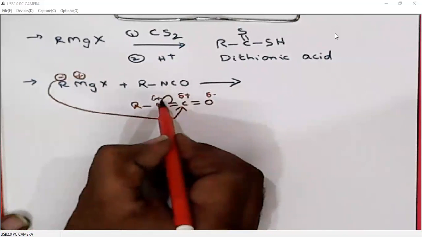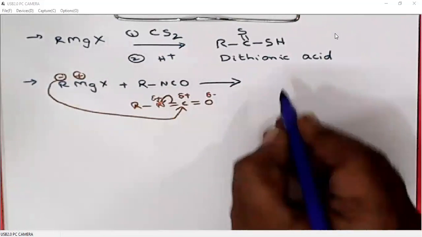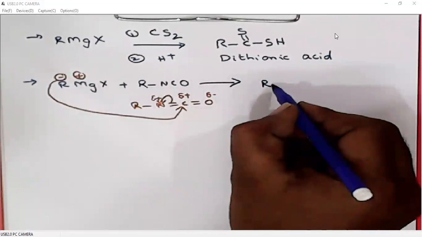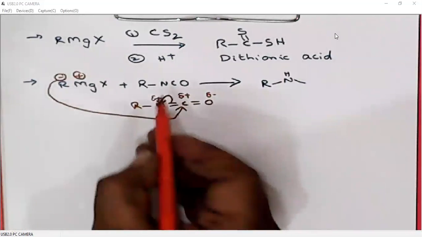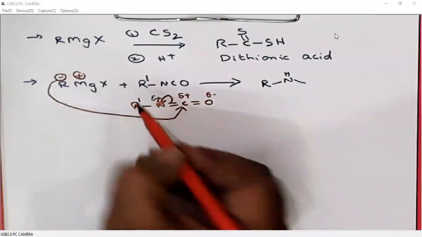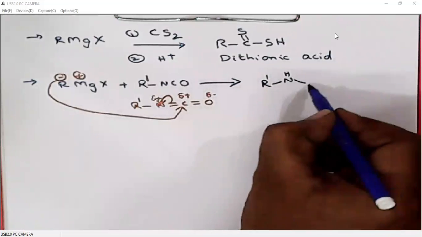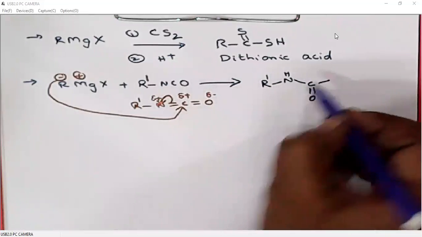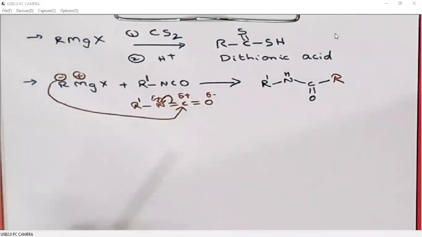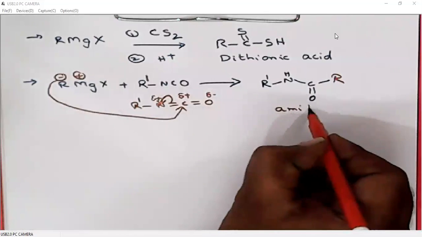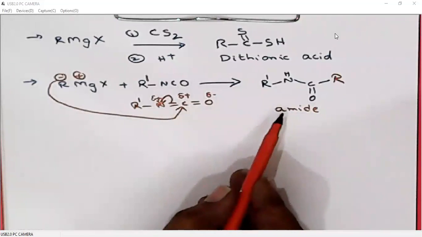Then this carbon nitrogen double bond will be polarized towards nitrogen. So the product is RNH. For differentiation, I'll make it R dash. So it becomes R dash NH, then we have C double bond O, then whatever the Grignard reagent is there, it is the R. So we have generated amide. Grignard reagents react with isocyanates to generate amides.